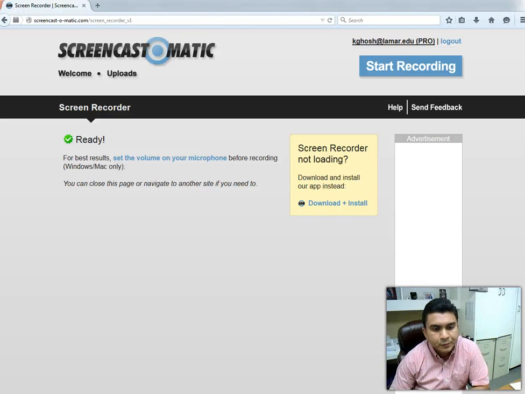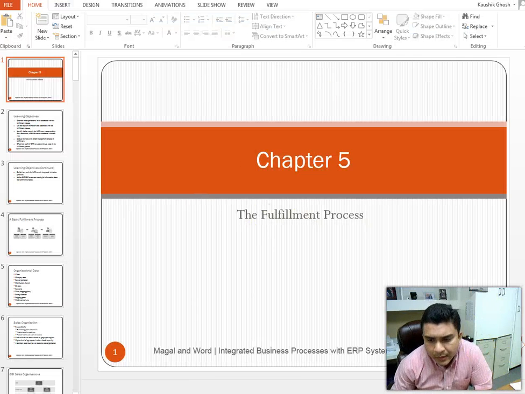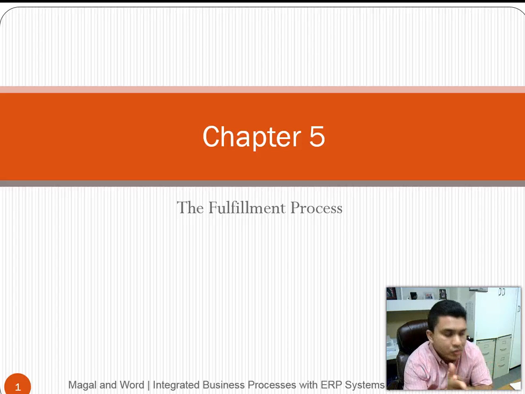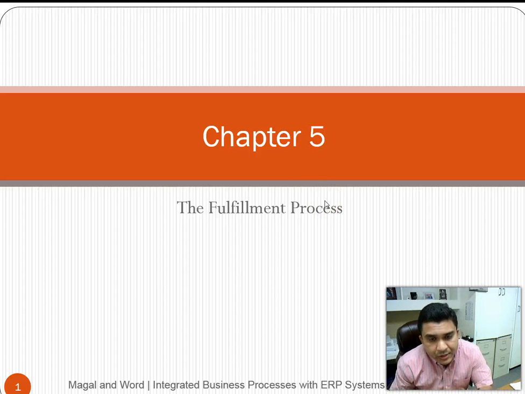Hello all. So this video is about chapter 5, the fulfillment process. Now I have included this chapter along with your sales and distribution module because essentially this is the theory behind your sales and distribution. Some call it the fulfillment process, some call it sales and distribution, some call it the order to cash process. So let's see what this is going to say.